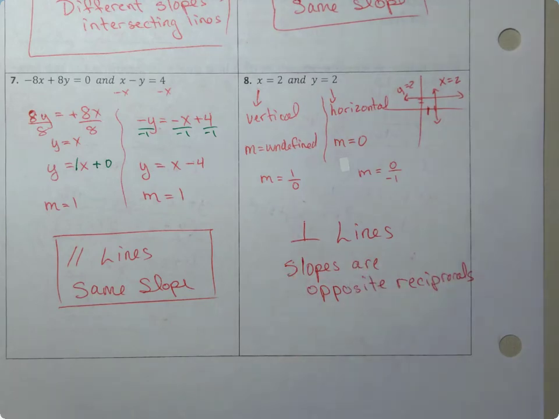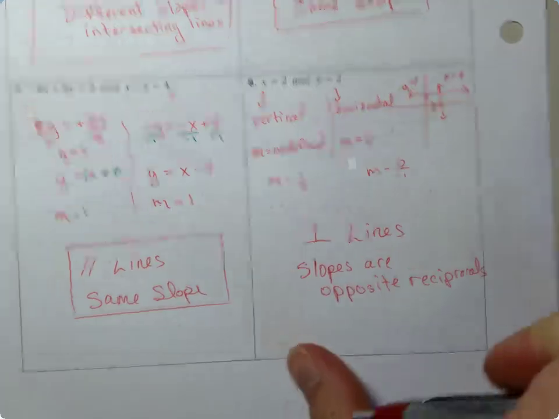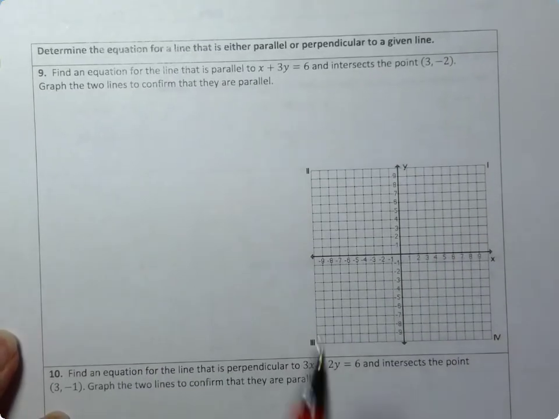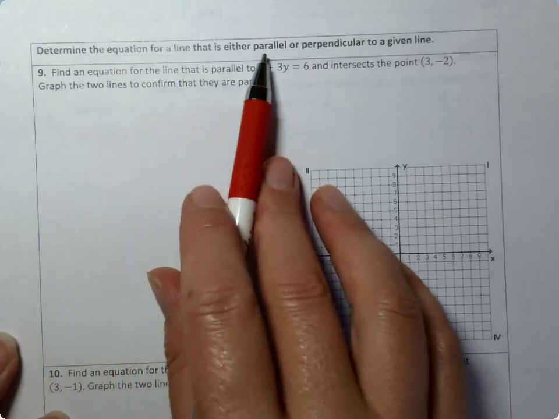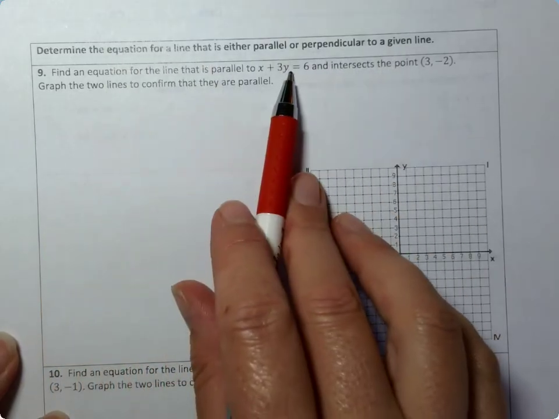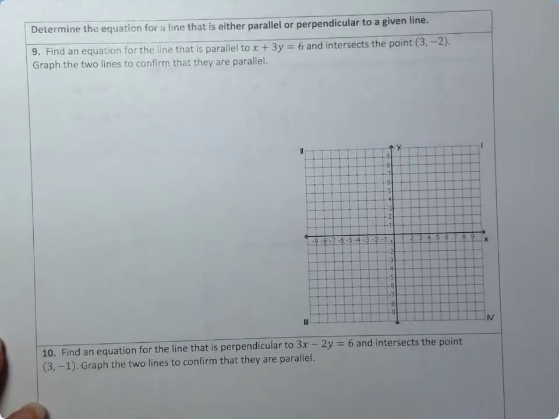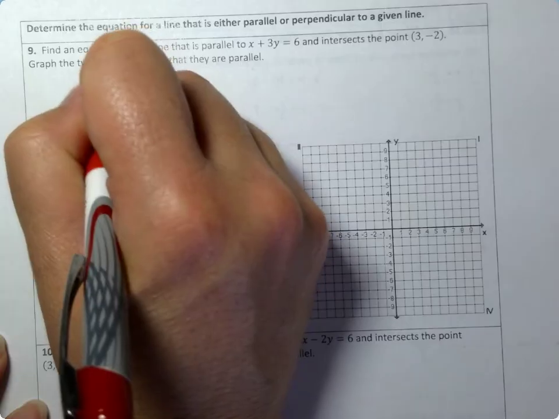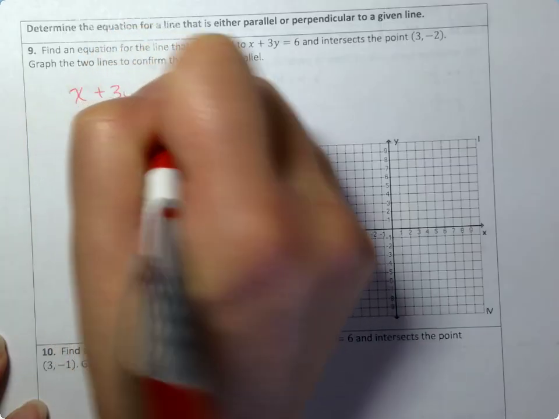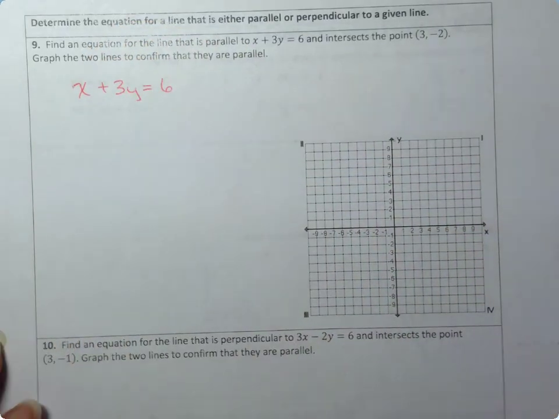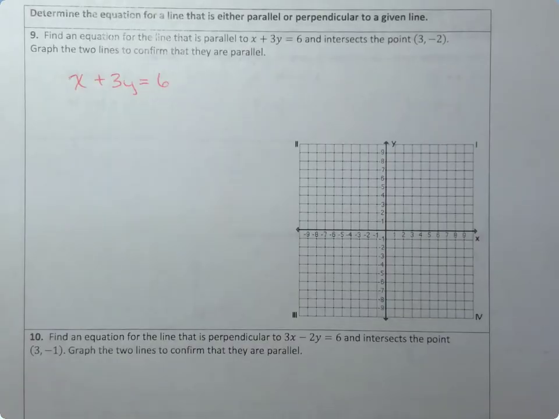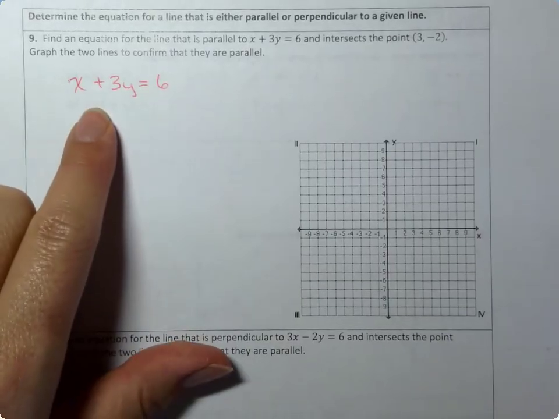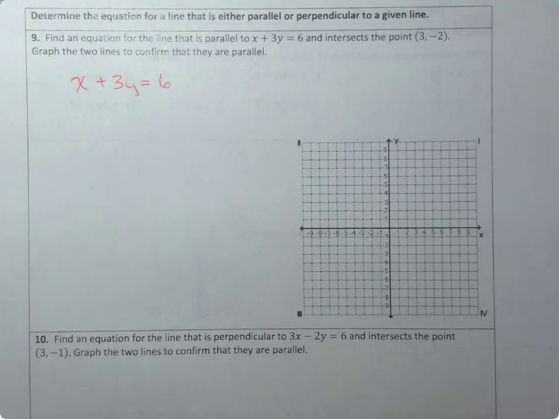Okay, we have one more idea building off of that, but we're putting everything together now. So we're going to determine the equation for a line that's either parallel or perpendicular to what I'm given, and I'm going to graph it. Okay, so here's the deal. I'm given this line, x plus 3y equals 6. This line is in standard form, so if you wanted to graph it, you could use your x and y intercepts, or you could do y equals mx plus b.